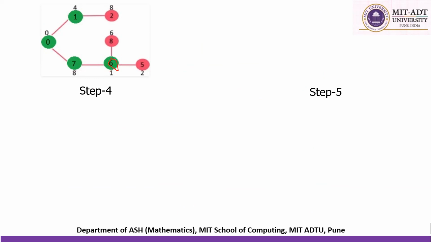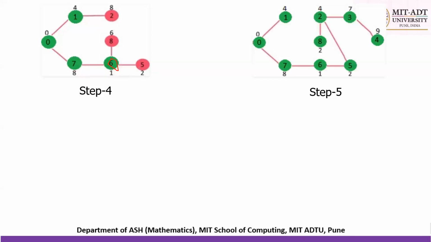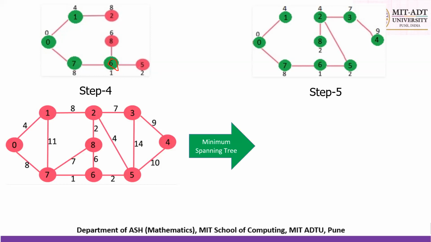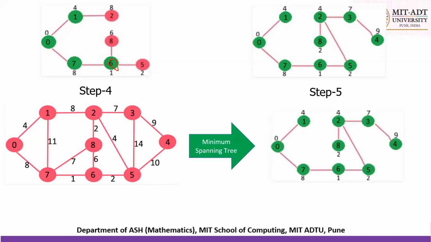After that, from 6, either we can go to the 5 by weight 2, or we can go to the 8 by weight 6, or from 1 to 2, we can go by weight 8. So out of this, which is the minimum? This 2 is the minimum. So we have to go to the 5. And then similarly, we are able to get all the vertices and all the edges, which gives us the minimal spanning tree. So this is the minimal spanning tree of the given graph.